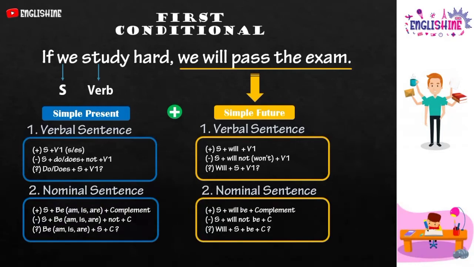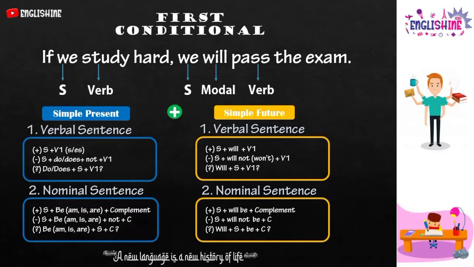Look at the example. We will pass the exam is a verbal sentence. We is the subject. Will is a modal verb. Pass is a verb. In this formulation, if you want to make a simple present or simple future, you may use either verbal sentence or nominal sentence. It depends on the situation you make it.